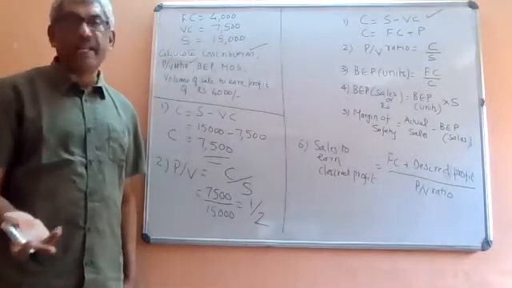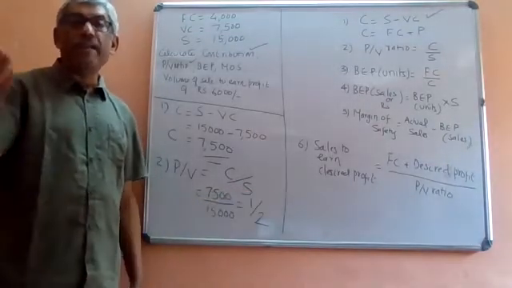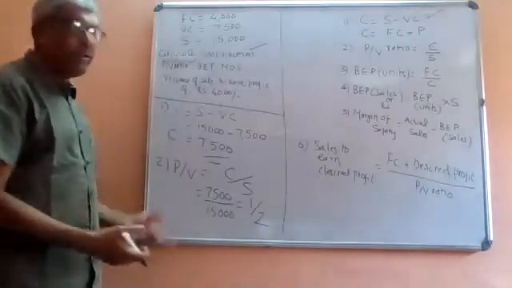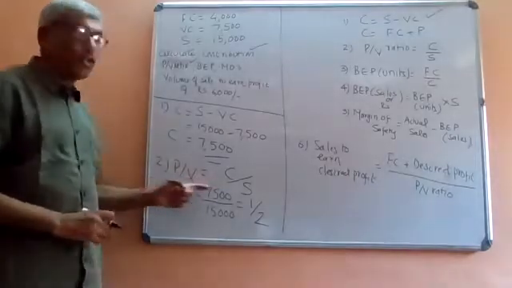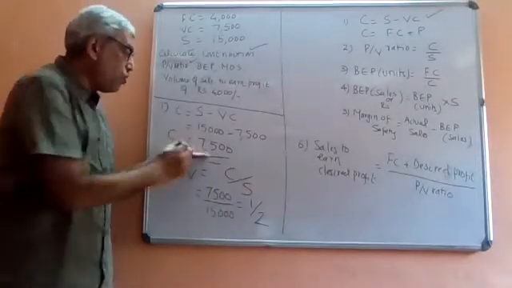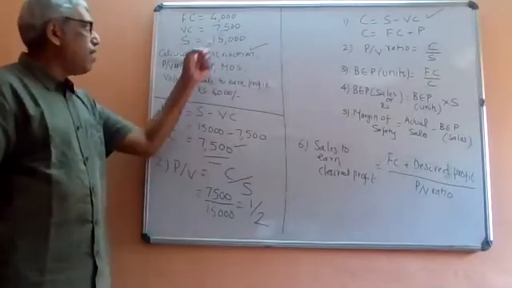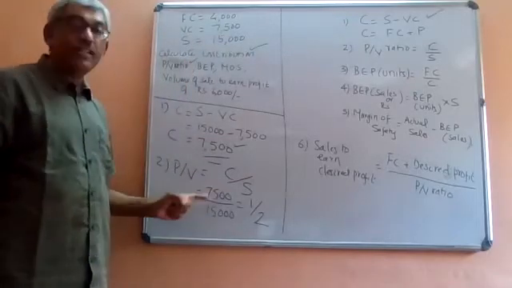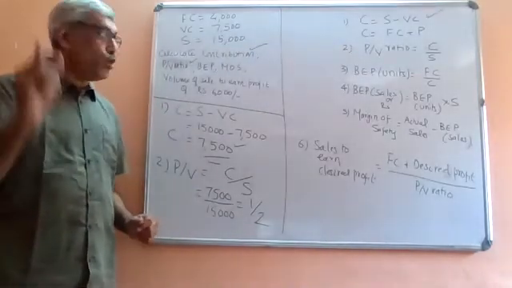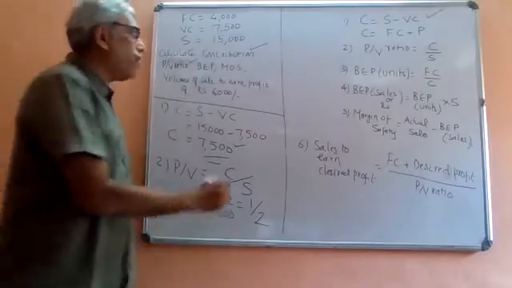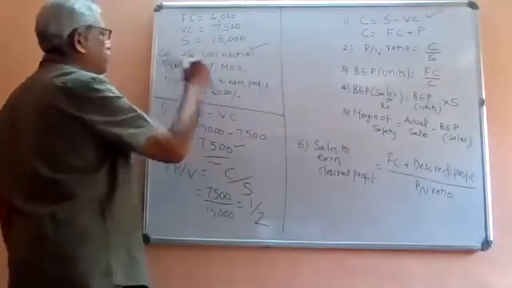You can also write it in percentage. If you want percentage, multiply by 100, so you will get 50%. Normally at present we don't have to calculate in percentage. So PV ratio is contribution by sales. Contribution is 7,500 and sales is 15,000, so 7,500 divided by 15,000 is 1 by 2. So we have found PV ratio.